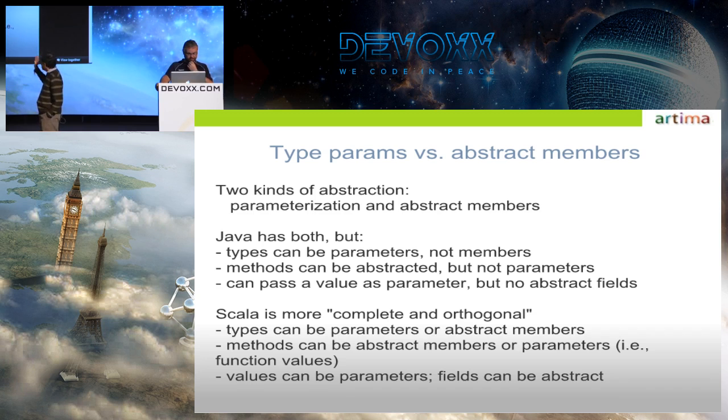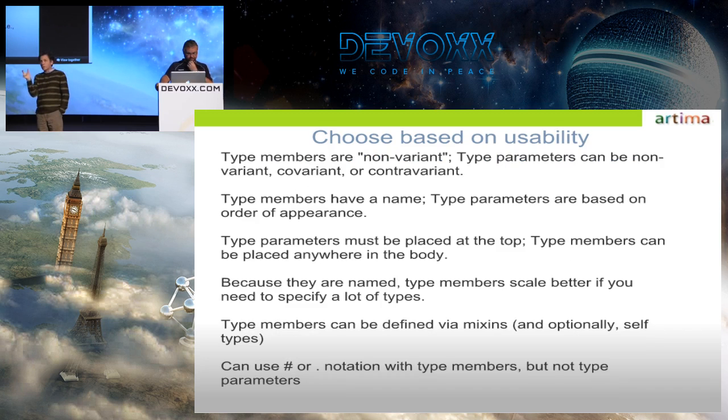So for example, types can be parameters. You can also have abstract type members. You can say type T. And methods can be abstract members, like in Java, but you can also pass in a method as a parameter by a higher order function, passing in a function object. And values can obviously be parameters, but you can have abstract fields too, abstract vals. Yeah. So how do you decide which ones to use? Especially between type parameters and abstract types.